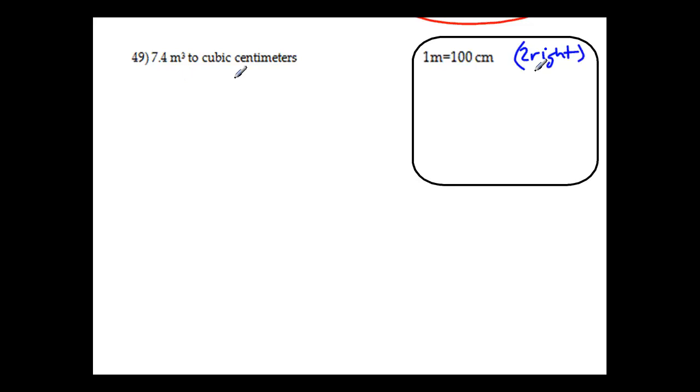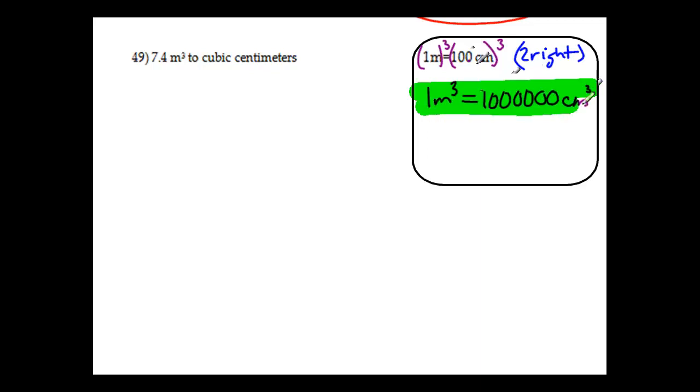We are dealing with cubic units in this problem, so we need to cube both sides. 1 cubed is 1. 100 cubed means 100 times 100 times 100. Which basically means you're taking the zeros and you're doing this 3 times. So we have 2 zeros, add 2 more, add 2 more. Again, we have now 1,000,000 centimeters cubed. This is my conversion factor, no matter what technique I'm using.